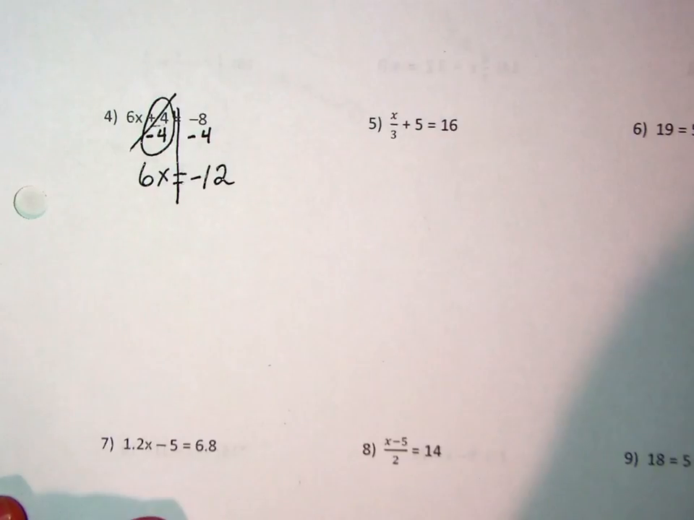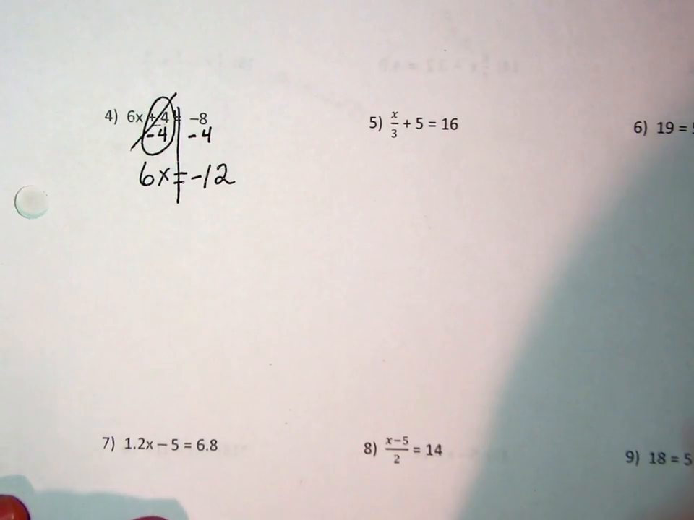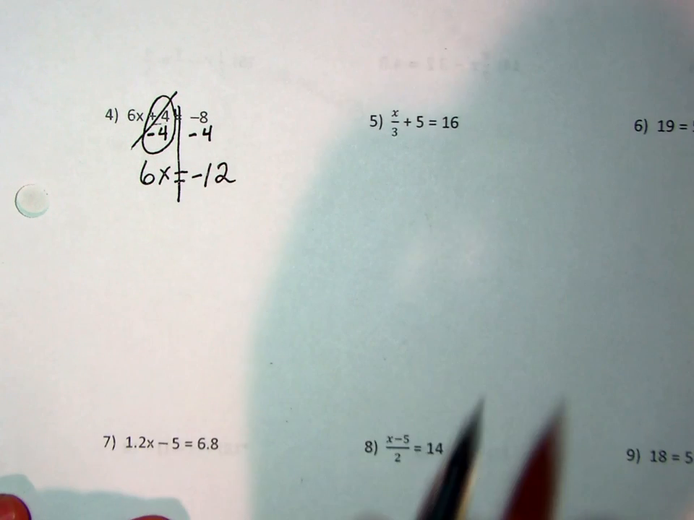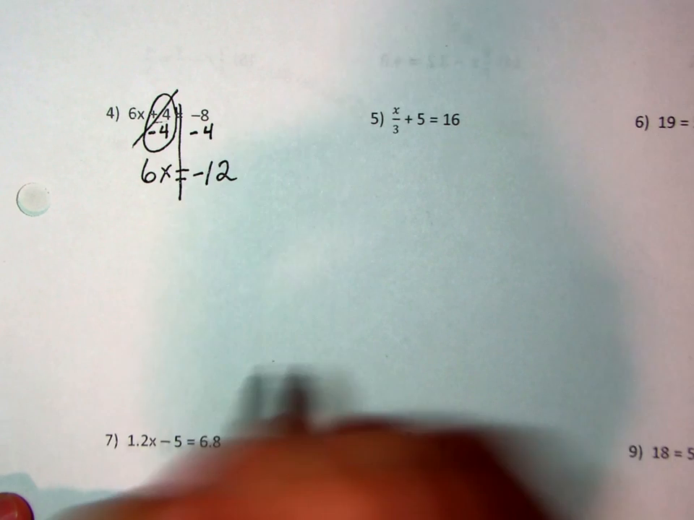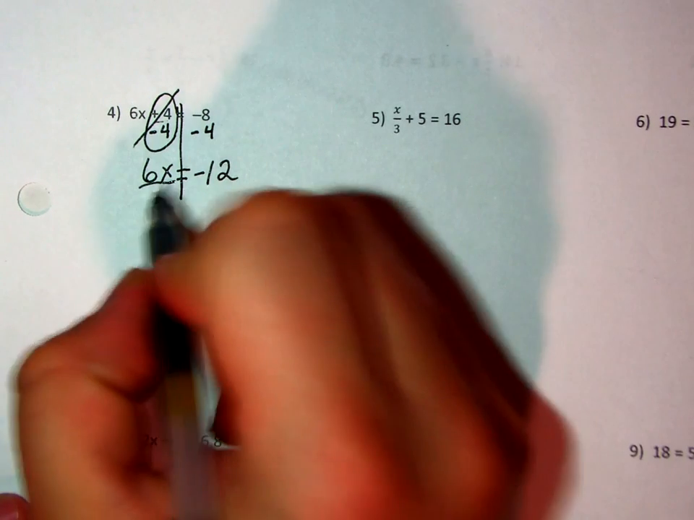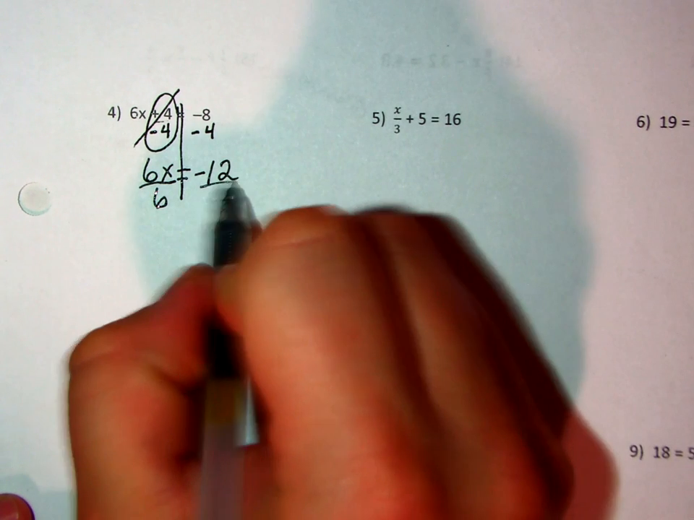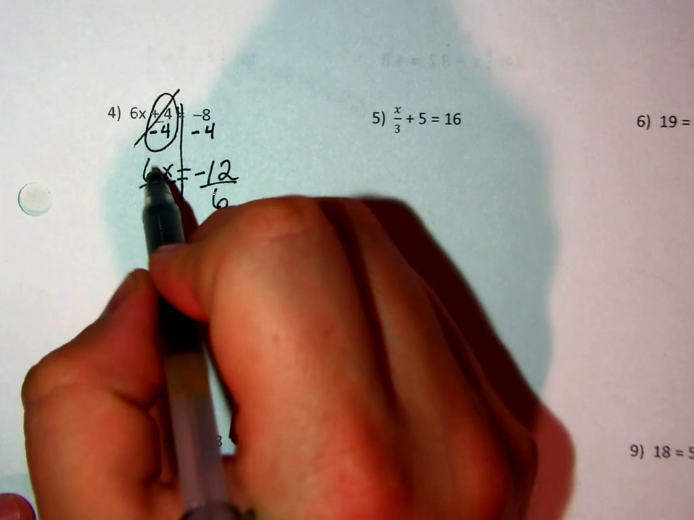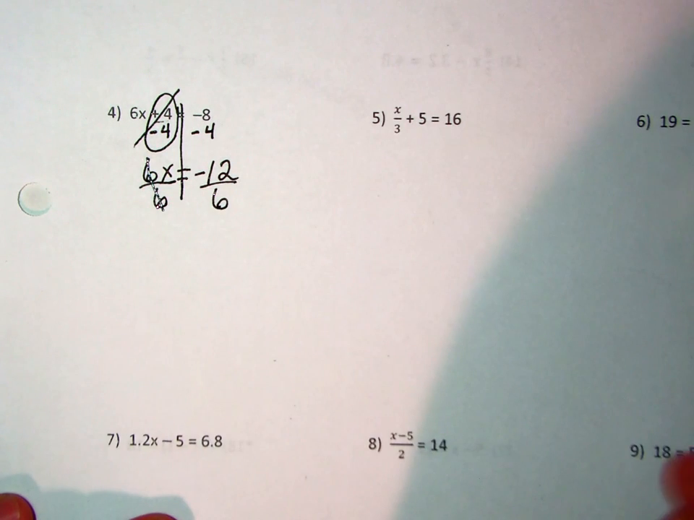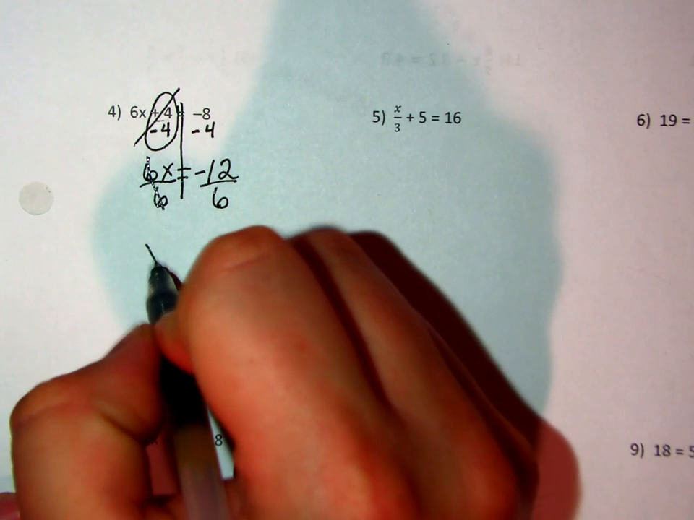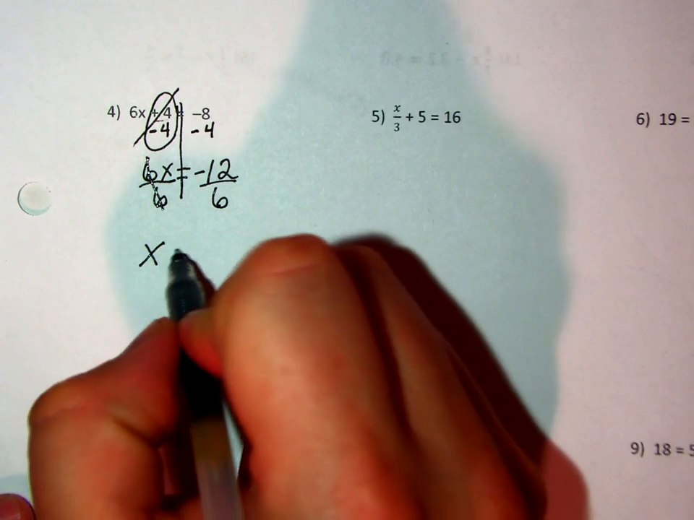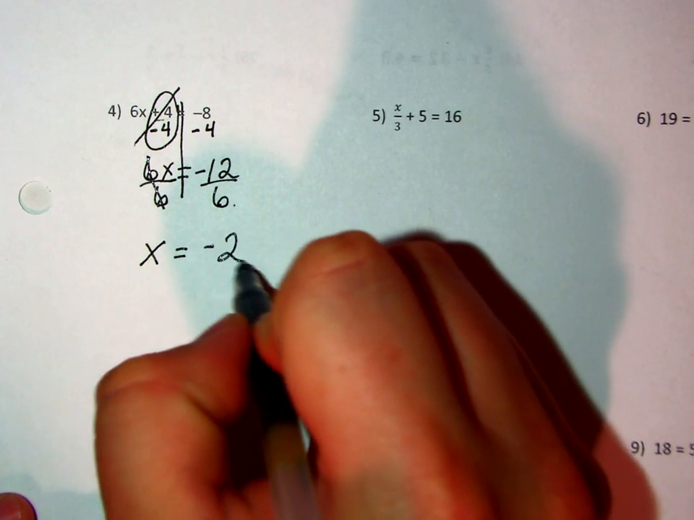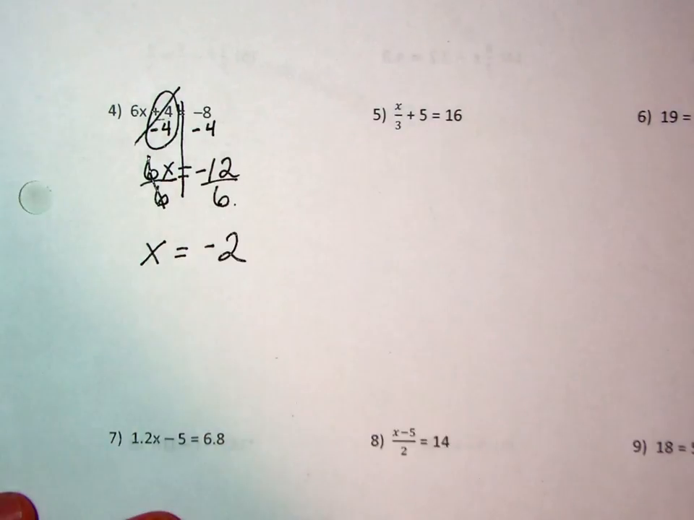So now I have 6x equals negative 12. And now I need to look and see, do I have any division or multiplication taking place? Well, 6 is being multiplied times x, and the inverse operation for multiplication is division. So I need to divide by 6 on both sides of my equal sign. 6x divided by 6, or in other words, 6 over 6 is equal to 1. So that will give me 1x. I don't need the 1 anymore, so we can just call it x. The negative 12 divided by 6 is negative 2. So x equals negative 2.